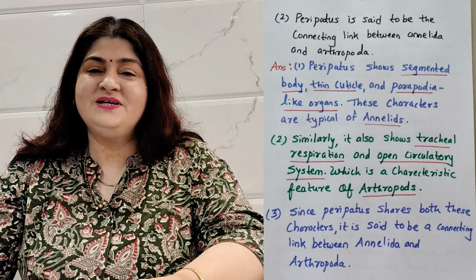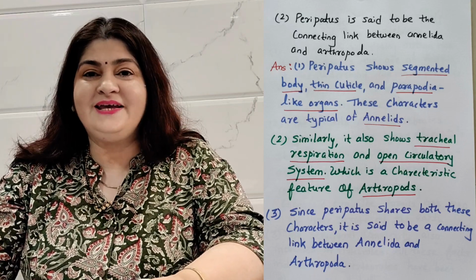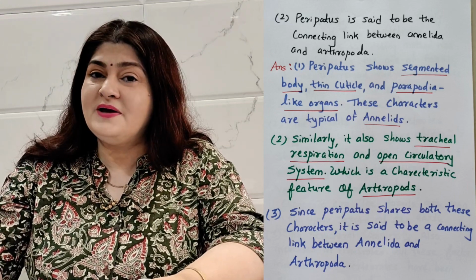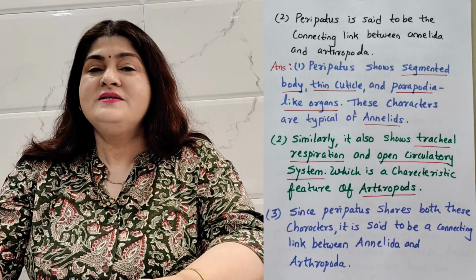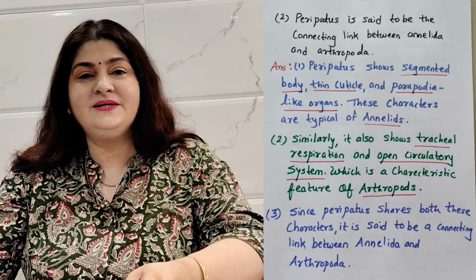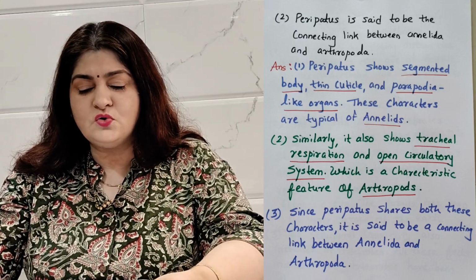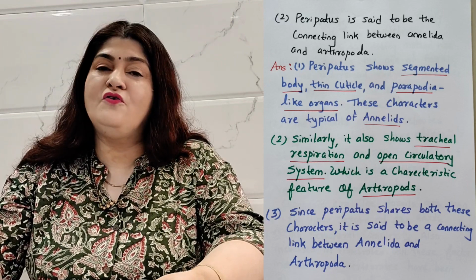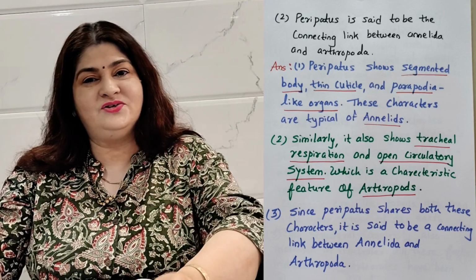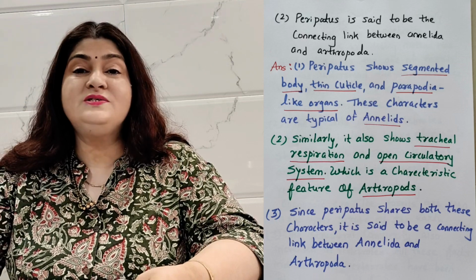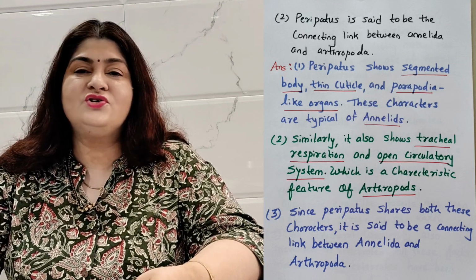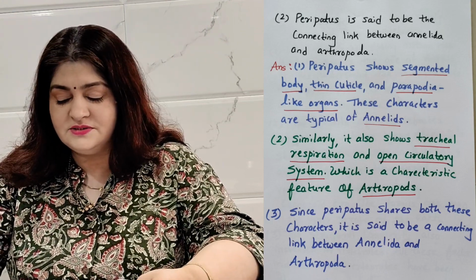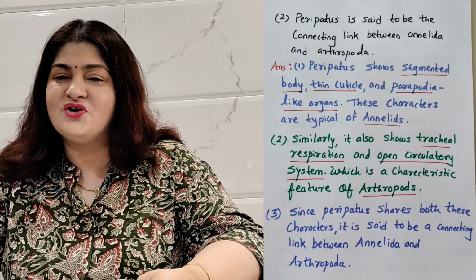Second one, peripatus is said to be connecting link between annelida and arthropoda. Why peripatus is connecting link? Because it shows some characteristics of annelida phylum while some characteristics of arthropoda. Let's see the answer. The first point is, peripatus shows segmented body, thin cuticle, parapodia-like organ, all these characters of annelidas. So these are the annelidas characters. Similarly, it shows tracheal respiration and open circulatory system, which are the characteristics of arthropoda. Since peripatus shared both these characters, it is said to be connecting link between annelida and arthropoda.